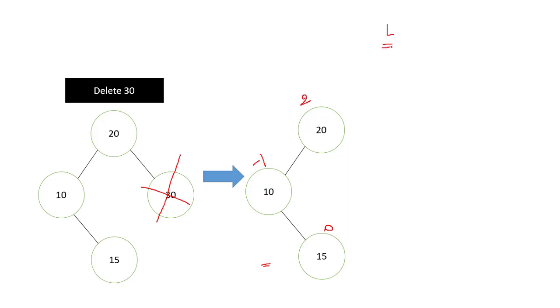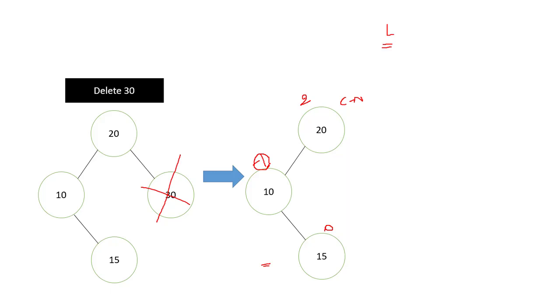Now I want to know which type of rotation I have to apply in the L rotation. L1 or L-1 or L0. Now check, this is a critical node. 20 is a critical node. After the critical node, the immediate node is 10 here. What is the balance factor of 10? -1. So we have to apply L-1 rotation.